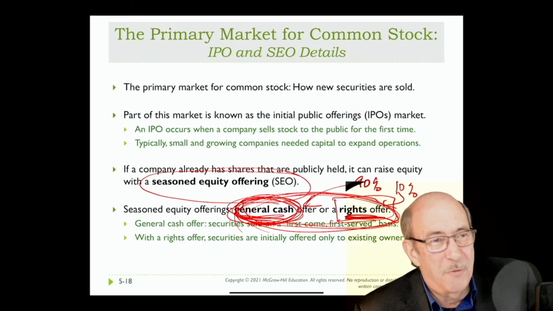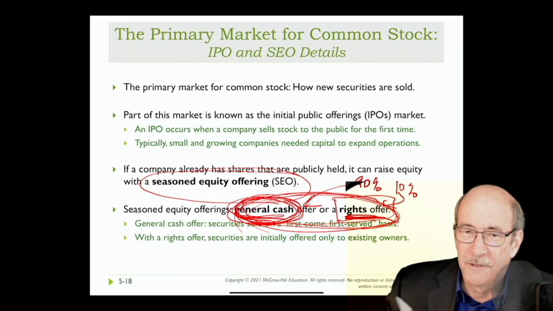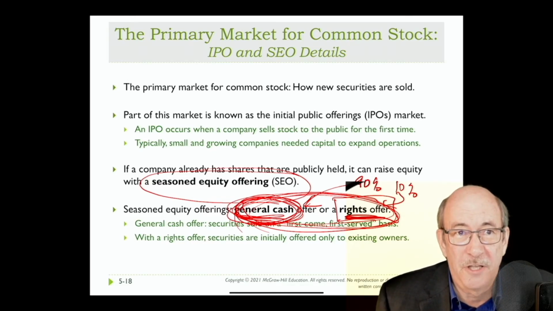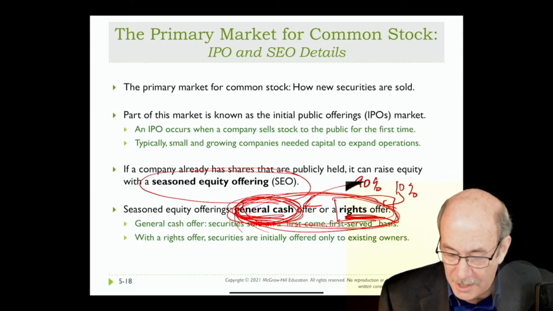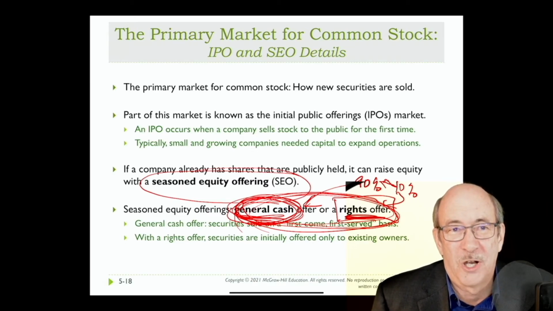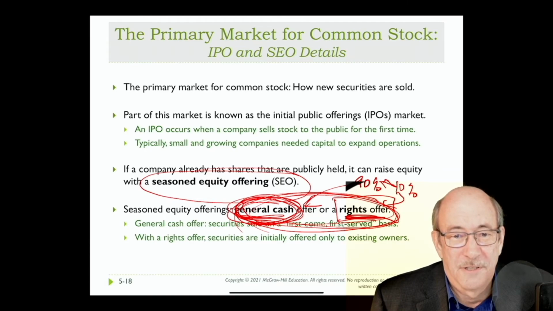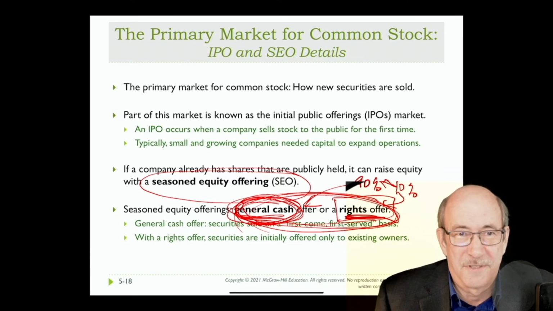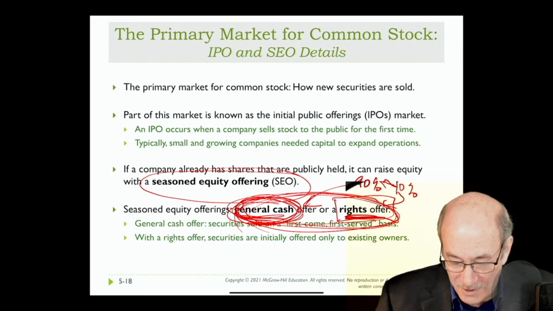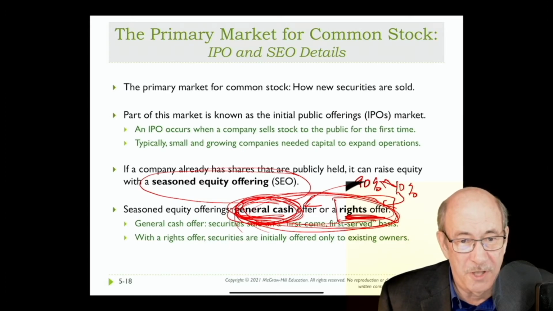What makes that even more puzzling is that if you go across the Atlantic to the UK, another highly developed, very efficient marketplace, the reverse is true. 90% of the offers are rights offerings, and 10% of them are general cash offerings. Again, research still has not completely figured out why there's a difference between those two. Just know that there is, and also recognize what the difference between a general cash versus a rights offering is.